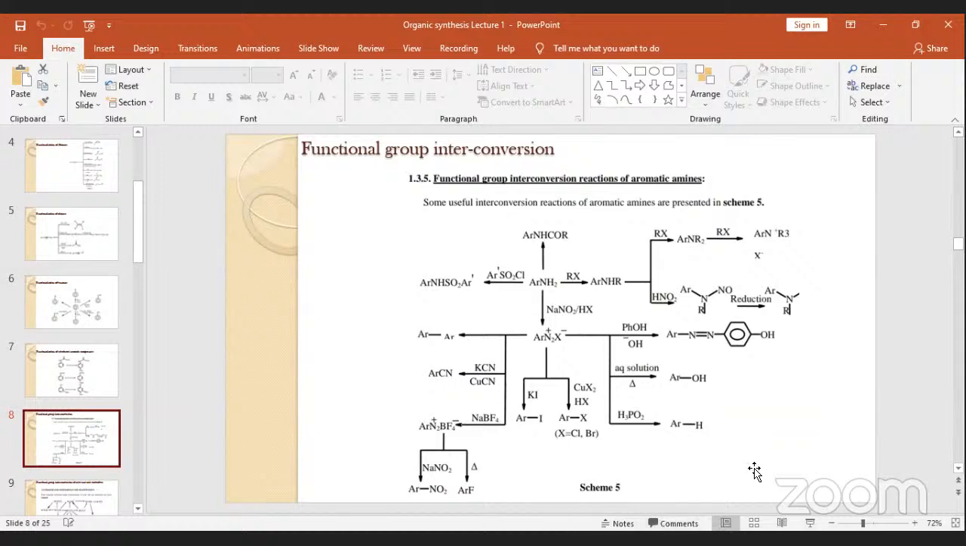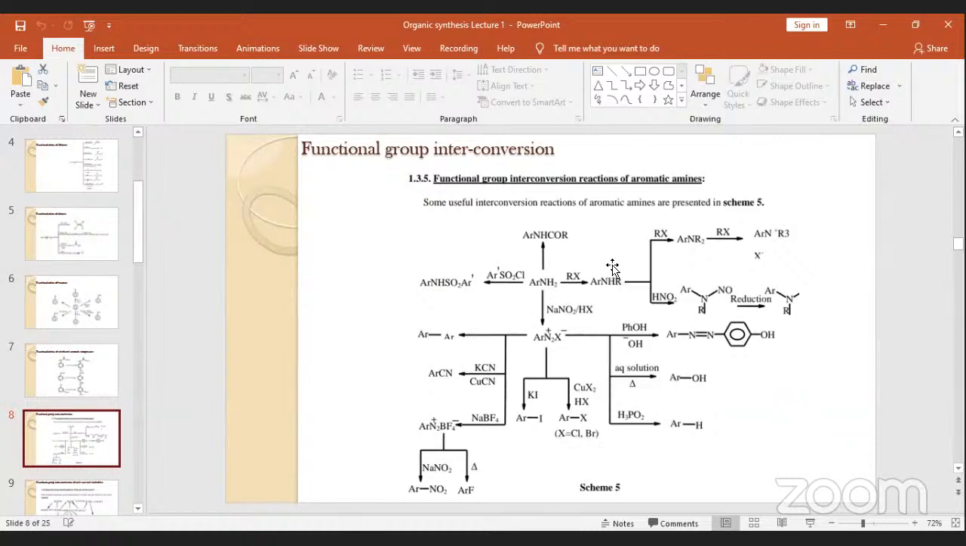Here I am going to talk about functional group interconversion reactions. So what do you mean by functional group interconversion reaction? The name itself suggests interconversion of one functional group to another functional group. And what are the general functional groups you come across in organic molecules? Let us just list the important ones: nitro group, amino group, carboxylic acid group, aldehyde, ketone, etc.